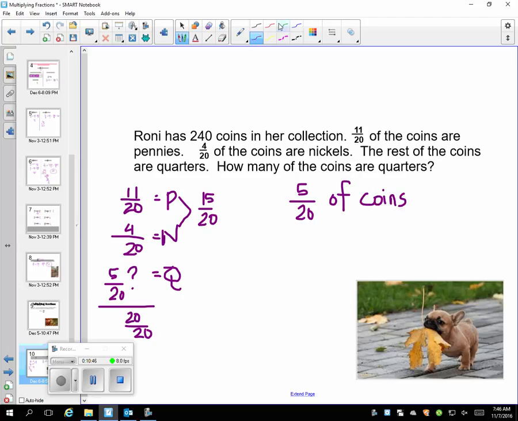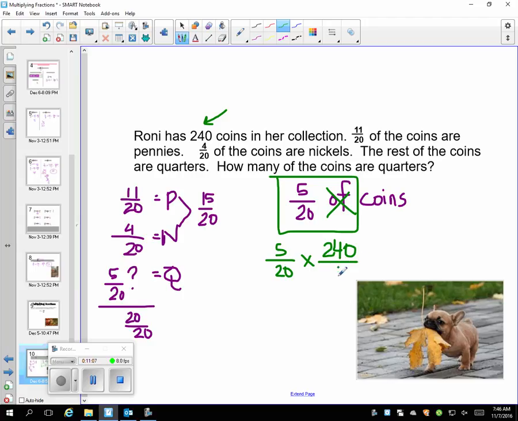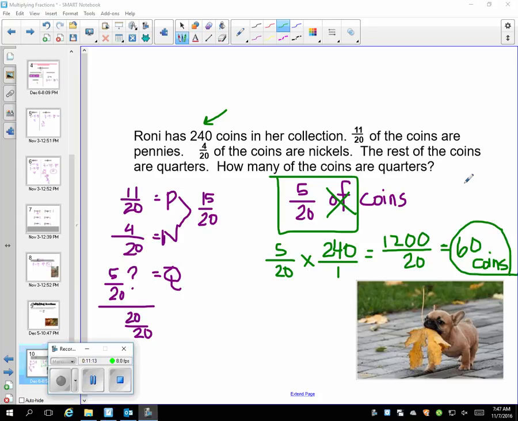Oh, look, I have those words, fraction of, so that means I'm going to multiply. So 5/20ths times the coins. And then I have to go back up into my problem to figure out how many coins I have. And I see that I have 240. Now I have an equation. Now I can solve. Pause the video while you solve it. After I've solved, I see that 5/20ths of the coins is 60 coins, 60 quarters. So there's 60 quarters.